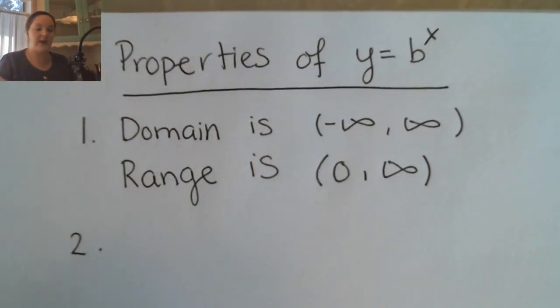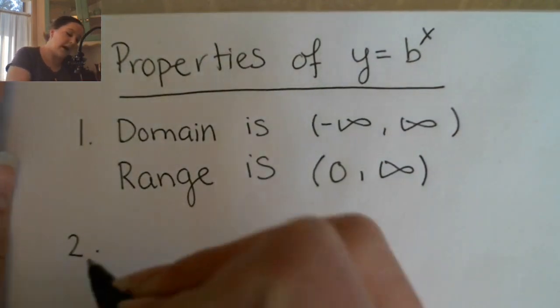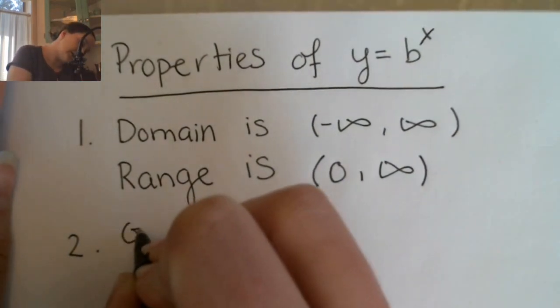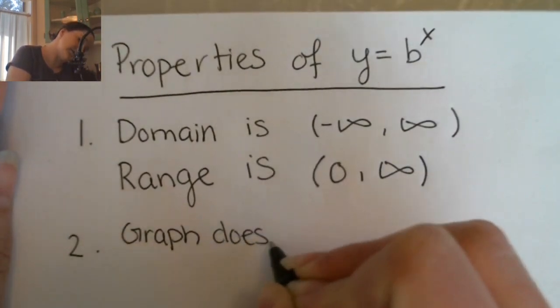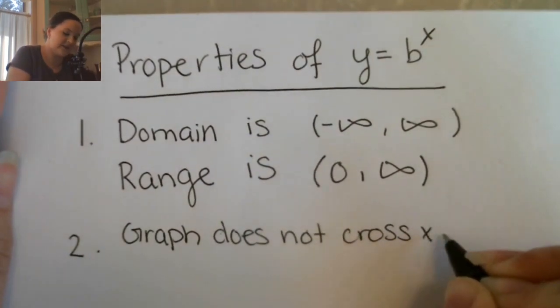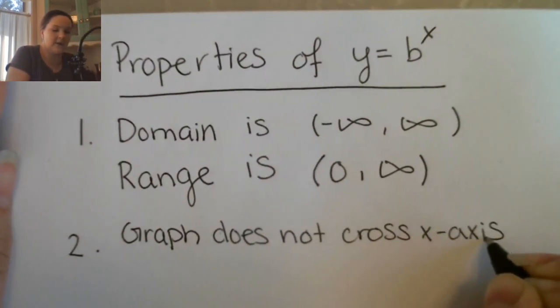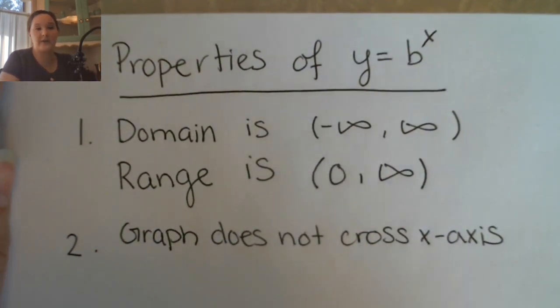All right. Then the next feature that's really important for the shape of the graph is that the graph does not cross the x-axis. So much like you see with the 1 over x and 1 over x squared base graphs, you have that dotted line that keeps the graph from going below the axis.